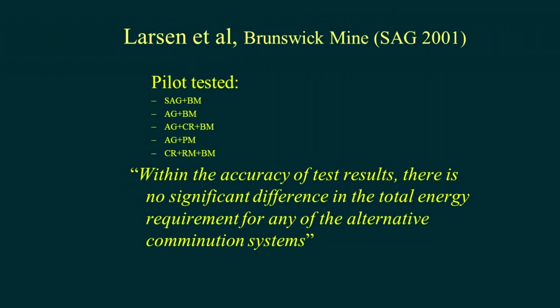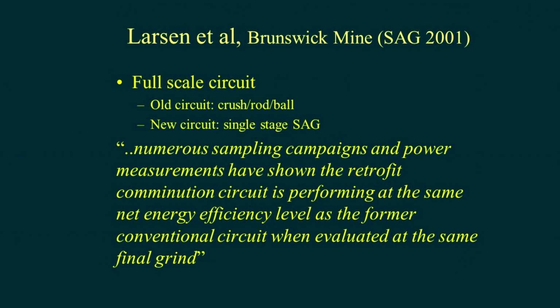If you remember Matt's presentation about repeatability and accuracy, there is no significant difference in the total energy requirement for any of these. And he then went on to say that they installed that circuit, they surveyed that new circuit, and after numerous campaigns, they couldn't find any difference in the energy efficiency of their new AG mill circuit compared to their old circuit. So they certainly supported my conclusions, that there's no difference.